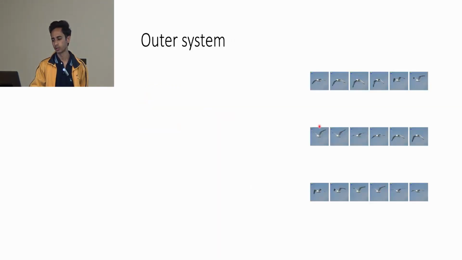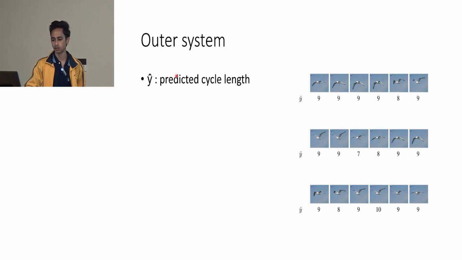Then we look at the outer system. The outer system consists of the predicted cycle length from the CNN and the vector of 8 prediction scores for each block.